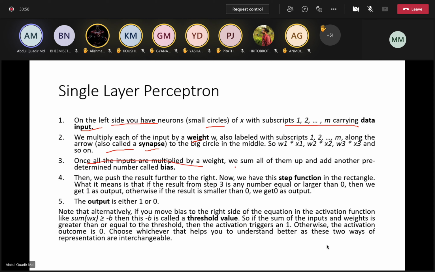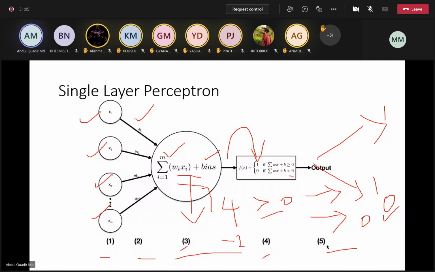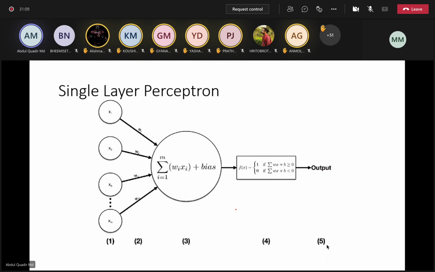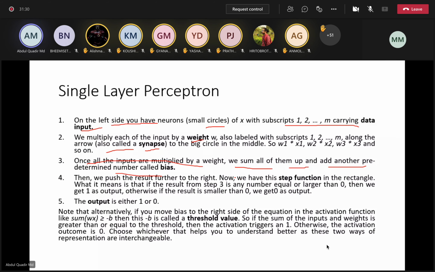Once all the inputs are multiplied by a weight, we sum them up and add another predetermined number called a bias. This is the third part. So w1 into x1, w2 into x2, w3 into x3, w4 into x4. These are inputs, and these are weights. After summing up, I am adding the predetermined number called a bias.